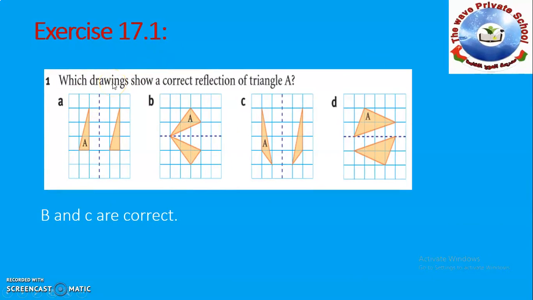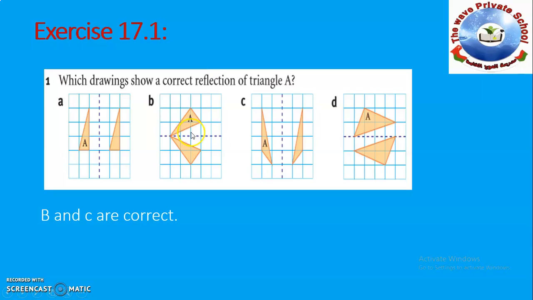Question number 1. Which triangles show a correct reflection of triangle A? So one by one, we will see these 4 shapes. In A part, this is the object and this is the reflection, or we can say an image. There is a mirror line present between them. So can anyone tell if this image is the same as that object? No. Image is 1 block away, but the shape is not exact like the object. So we can say A is wrong. This is not the correct reflection.